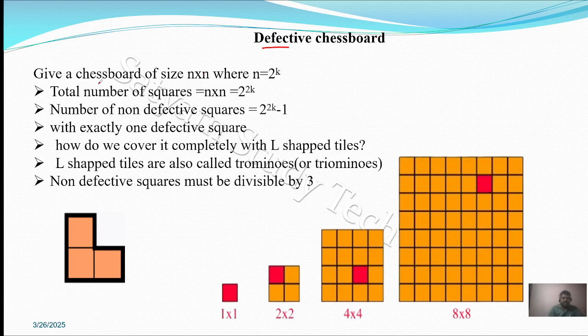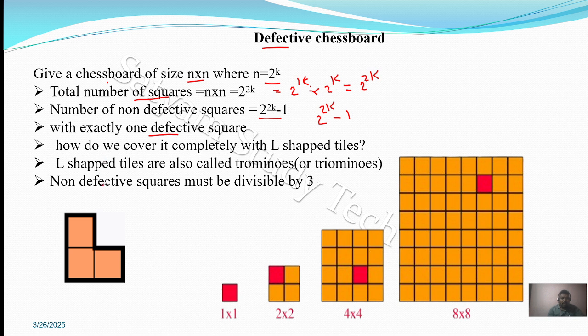Now we can see, given a chessboard of size n by n, where n is 2 power k. So the total number of squares is equal to n into n, that is 2 power k into 2 power k, which is equal to 2 power 2k. Now we can see the number of defective squares is only 1. So with exactly one defective square, there are 2 power 2k minus 1 non-defective squares.